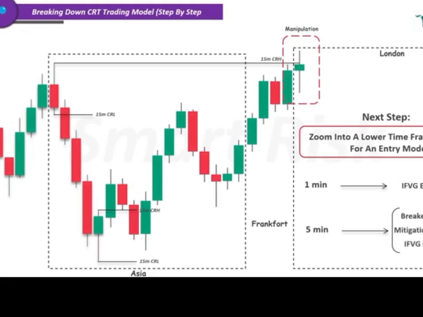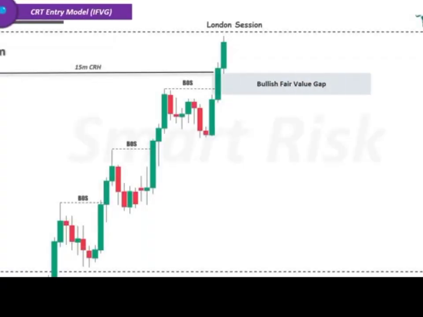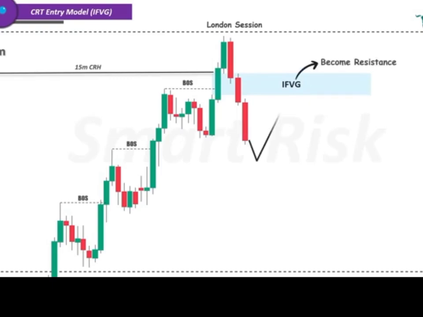after the manipulation move. Now, in the next step, if we are using the 1-minute time frame, we look for a violated fair value gap that flips into an inversion fair value gap. This becomes our second layer of confirmation. Once the IFVG forms, it often acts as a new resistance level, giving us a strong area for a potential sell entry. And if a market structure shift happens at the same time, that adds another powerful layer of confluence and makes the setup even stronger.